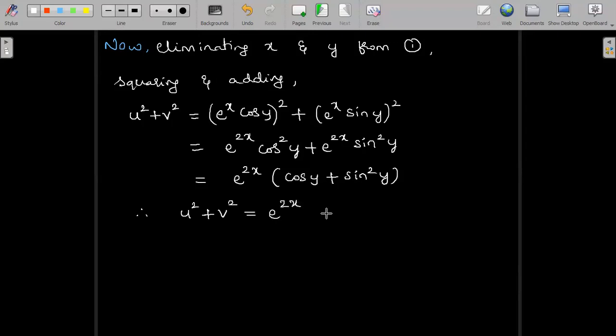So if you observe this equation, let me call this equation 2. It is eliminated with y. So we have an expression for x from this. So e power 2x is equal to u square plus v square.